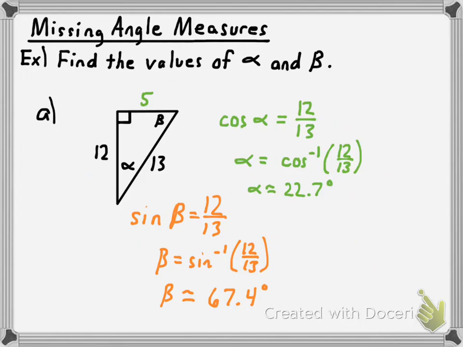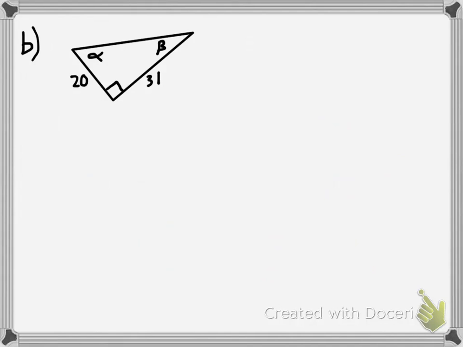One more example for you to try. Again, you're trying to find missing angle measures, the acute angle measures in a right triangle. If you're given two of the side lengths, I happen to give you the two legs rather than a leg and a hypotenuse like in the last one. Try it out, see what you can do.